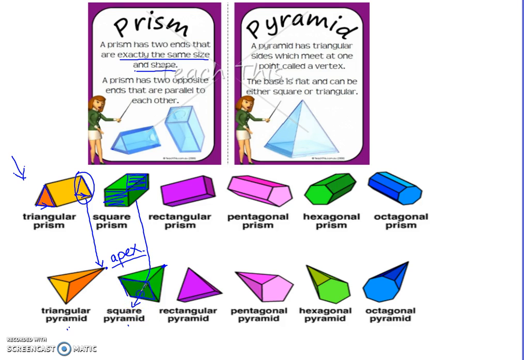So the base decides the name of the pyramid or the prism. Here it's a pentagon, so you call it a pentagonal prism. Here the base is a pentagon, so you call this a pentagonal pyramid. Depending on the base, prisms and pyramids are named after their bases. Also remember, from each prism you get the corresponding pyramid.